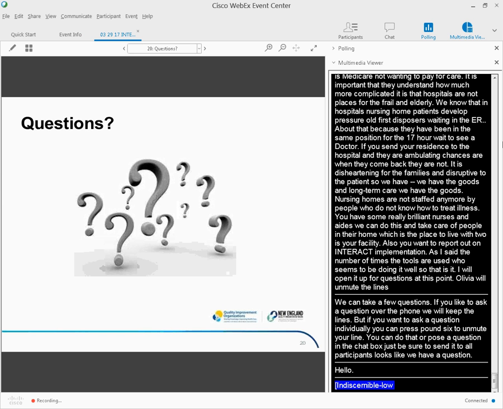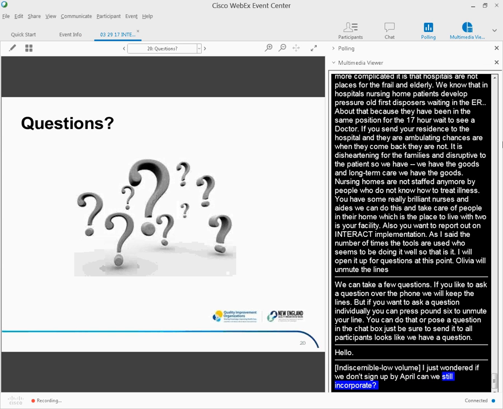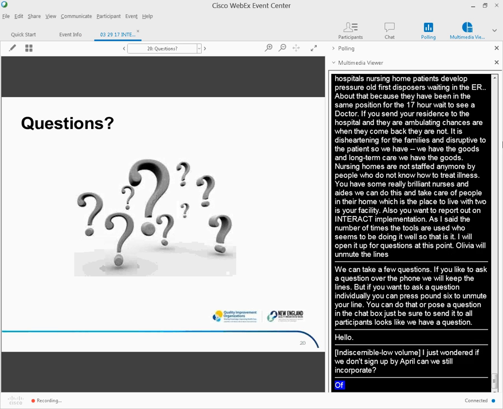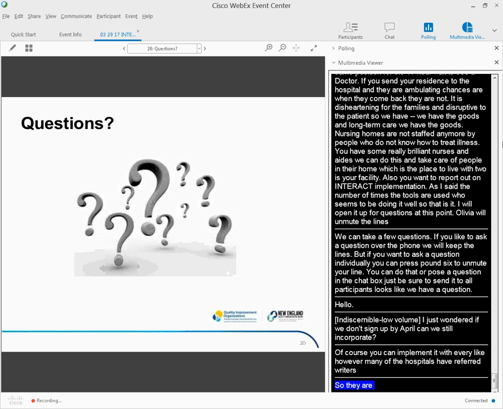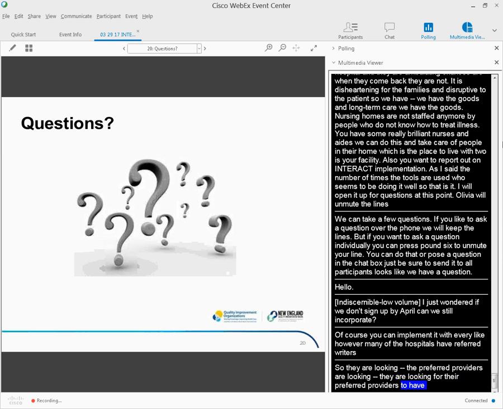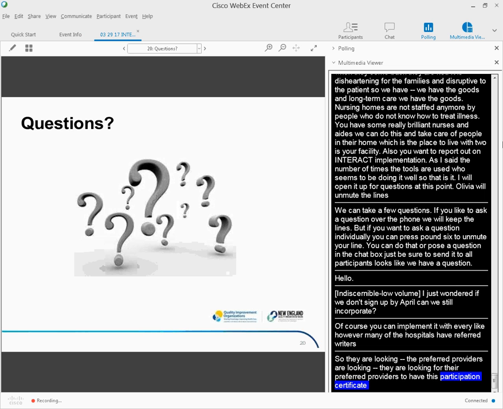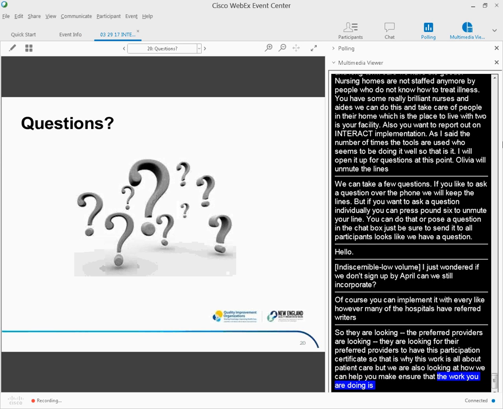Of course. Of course you can implement Interact whenever you'd like. However, many of the hospitals have preferred providers. So they are looking for their preferred providers to have this Interact participation certificate. So that's why this work, it's all about patient care, but we're also looking at how we can help you make sure that the work that you're doing is evidence-based best practice, and that's what hospitals are looking for. Florence, do you have something to add?